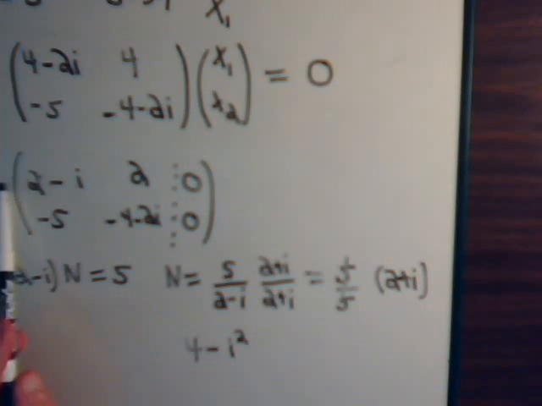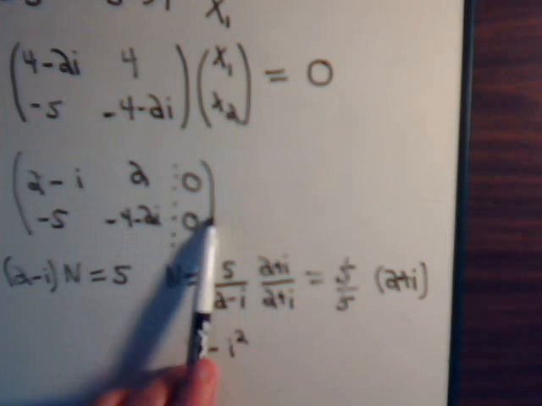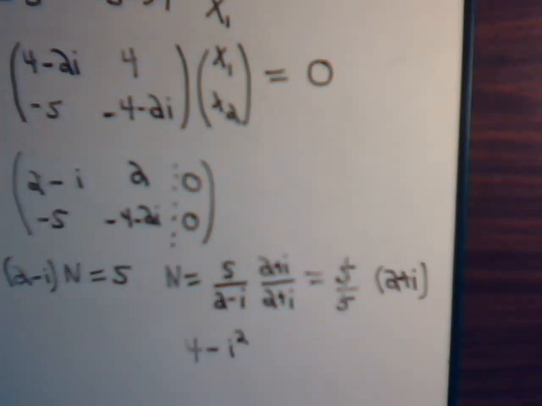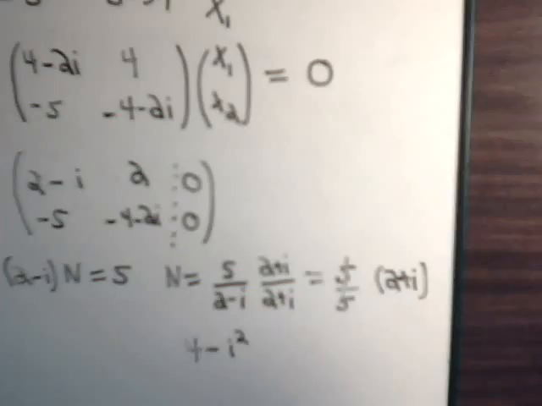So we're going to multiply this row here by 2 plus i and add it to this row so you can make this 0 and solve our equation here, solve our augmented matrix. So let's go ahead and do that.